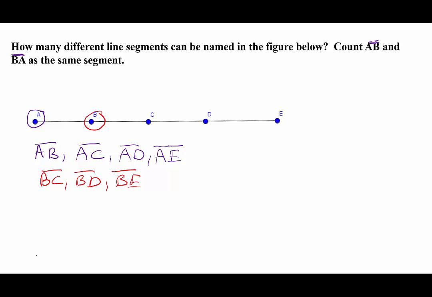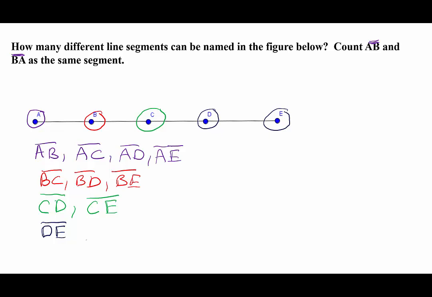So now we're moving on to point C. We've got CD and CE, and we're done with point C. Okay, so finally we're going to move on to point D. And we can only go to point E since all the others have already gotten to point D. That's right, so we'll add one more line segment, DE, and we're done with D. We're done with E because we can only look forward, and once we get to E, there's nobody in front of it, so we're done.